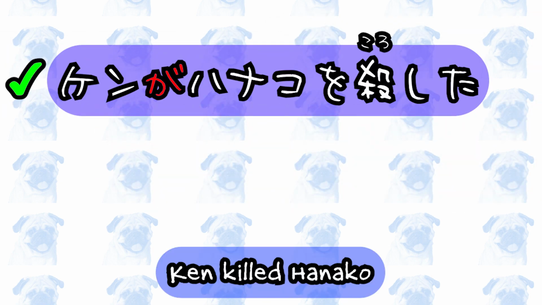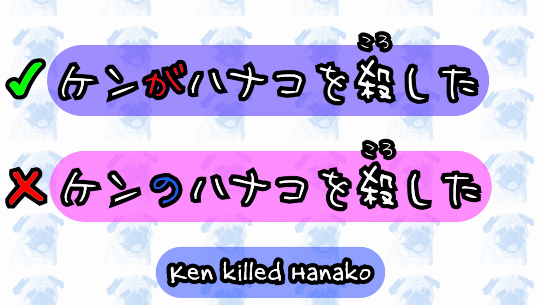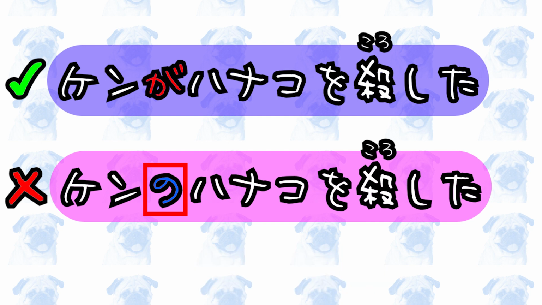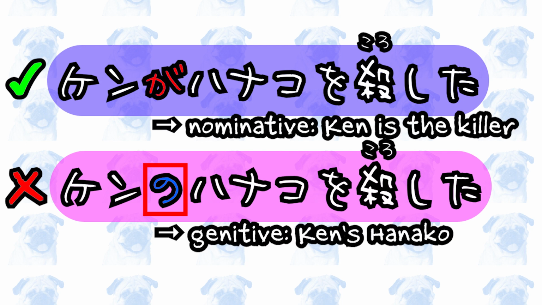For instance, while you can say Ken ga Hanako o koroshita, you cannot say Ken no Hanako o koroshita because no in the latter sentence is not used in a relative clause. No in this case would be interpreted as the genitive case marker as explained in the previous episode. In other words, Ken no Hanako would mean Ken's Hanako, and the subject of the sentence would be missing.